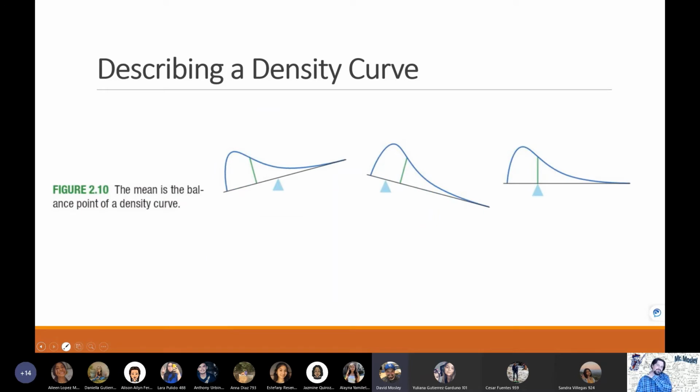And again, we have this illustration for the balance point here, where the mean is the balance point for a density curve. So we can think of this as a solid piece of material. I cannot balance it over here. It's going to tip over. If I go too far to the left, it'll tip over. But this point is just right. And we will balance.